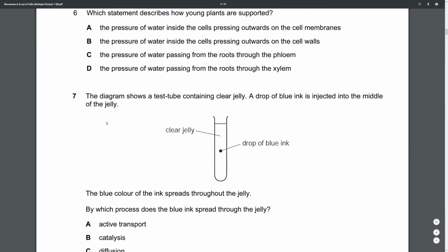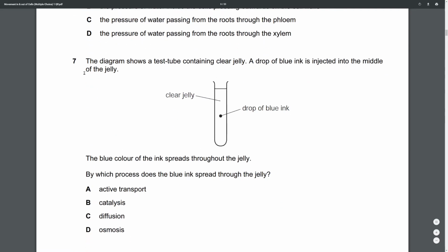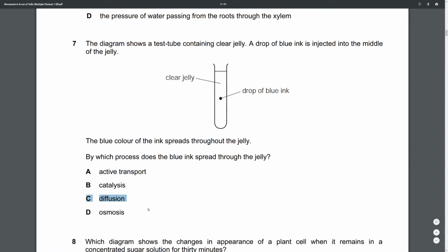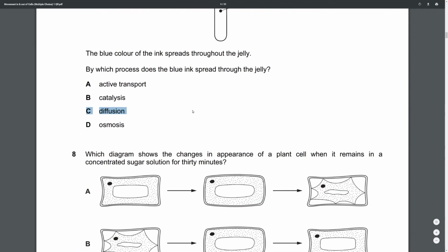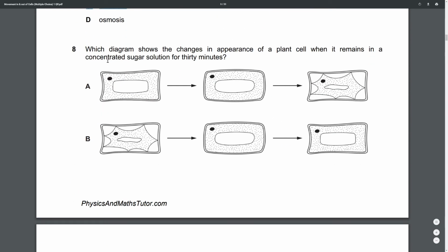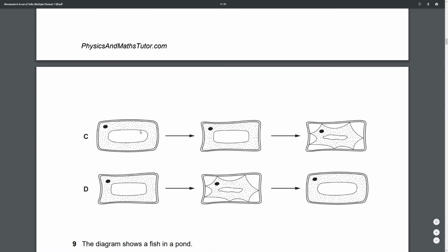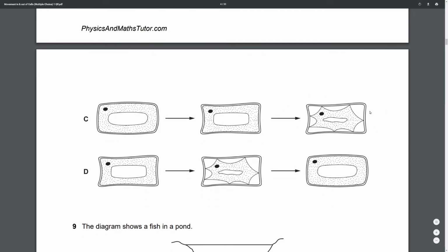Next question. This one is definitely C, because the diagram shows a test tube containing clear jelly. A drop of blue ink is injected into the middle of the jelly, and the blue color of the ink spreads throughout the jelly, which shows that it is diffusion. It can't be osmosis because this is jelly. Alright, next one. This will be C. As you can see, water has gone in and then it squished out, and then here it has completely gone.